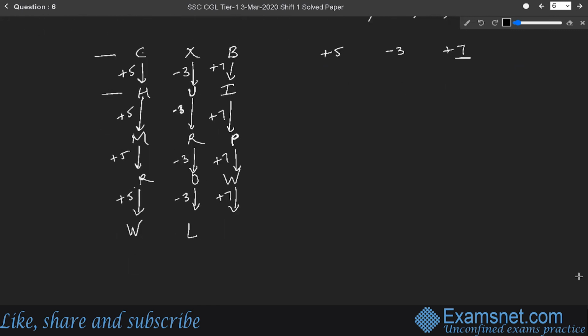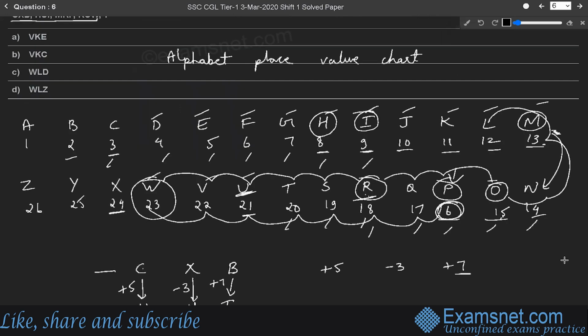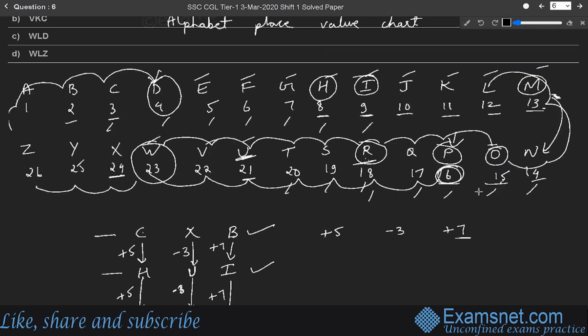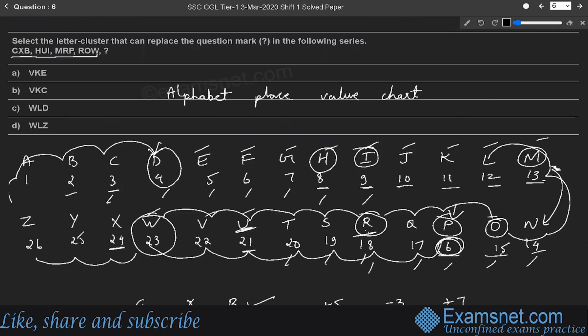And the last part is W plus 7. Okay. We have to add, then we'll go in the forward direction. So 1, 2, 3, then 4, 5, 6 and 7. So W plus 7 gives D. So here the alphabet will be D. Okay. So in the series, the first letter is CXB, HUI, MRP, ROW and the last will be WLD. Okay. So in the place of question mark, WLD will be replaced.